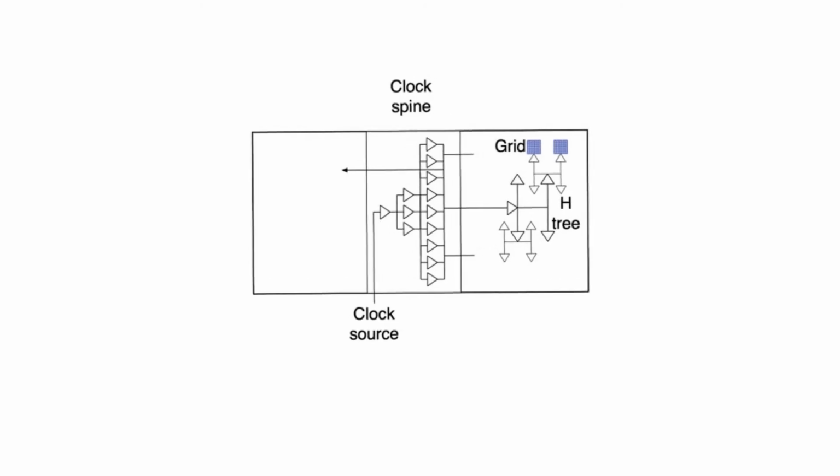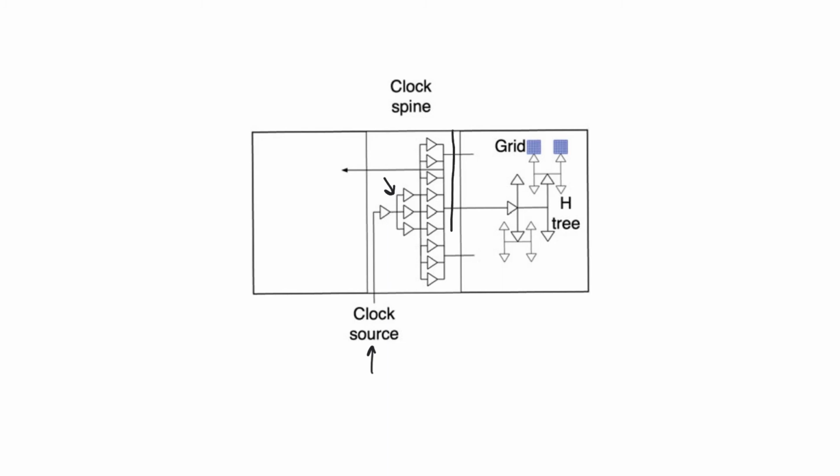So a practical clock distribution network is going to be a hybrid of multiple approaches. And this is a popular practical approach. Here, this is the clock source coming from the outside of the chip. It's going to be driven to a spine. This spine aims to do one thing.